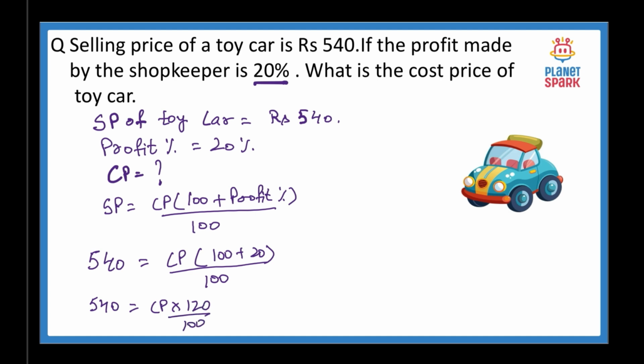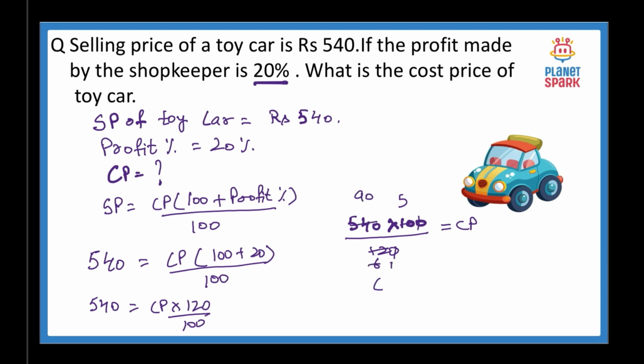Now 100 is divided on the RHS. If I take it to the LHS, it would be multiplied. 120 is multiplied on the RHS. If I take it to the LHS, it would be divided. Further simplifying and doing cancellations, we will get 5 over 6 into 540. Further, when we divide, 540 divided by 6 will give us 90.